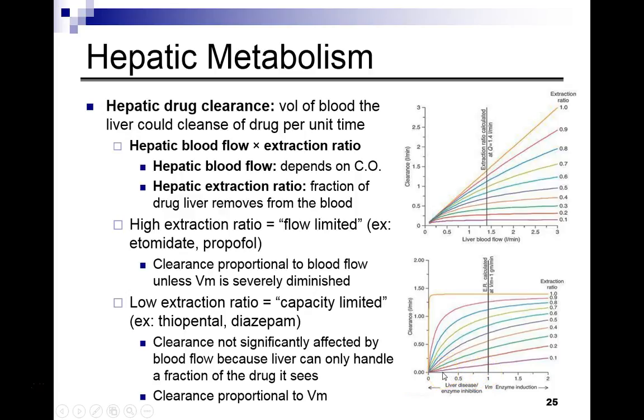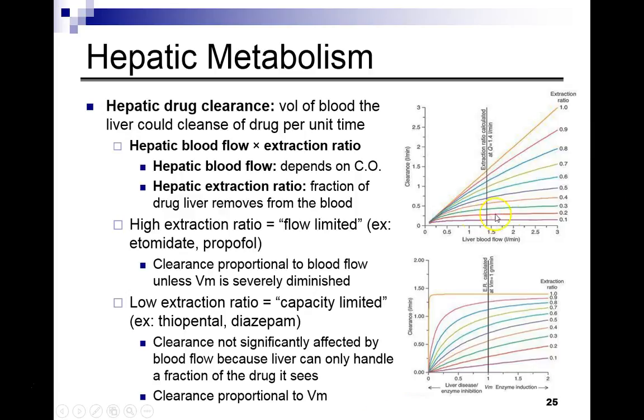So which drugs are going to be affected by a diseased liver? So let's look over here. Here is a low extraction ratio drug, something like thiopental or diazepam. We said the clearance wasn't really affected very much by hepatic blood flow because the liver can only handle a small fraction of the drug that it sees because the extraction ratio is so low.